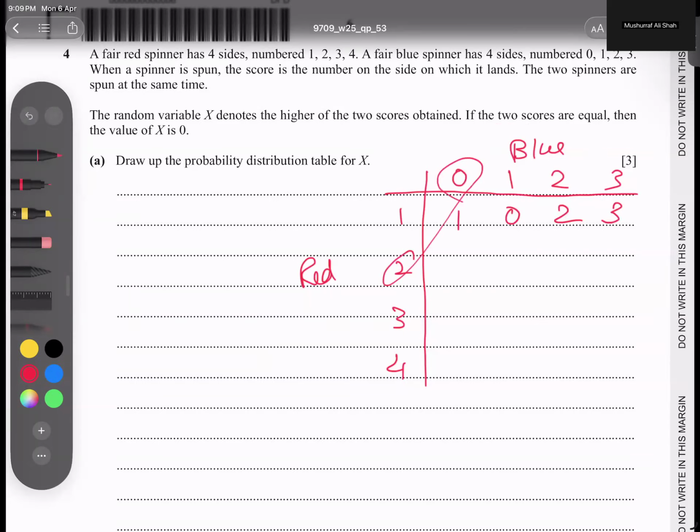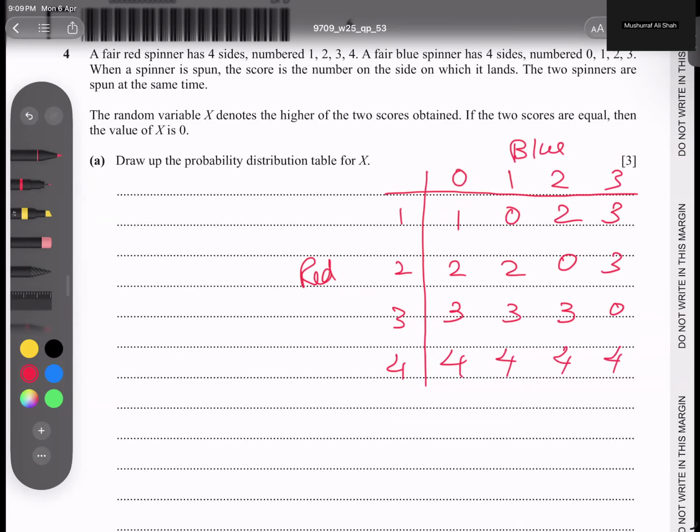2 and 0, bigger number 2. 2 and 1, bigger number 2. And then 0 and then 3. 3 and 3 and 3 and 0. 4 and 0, we can write 4, 4, 4, and 4.